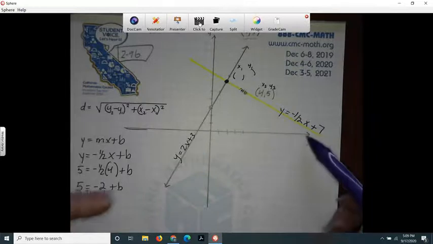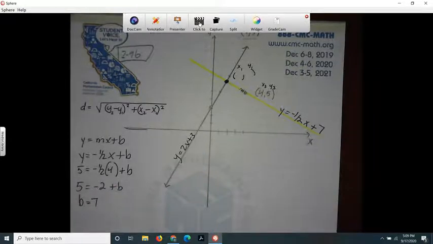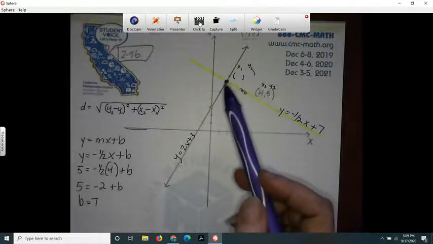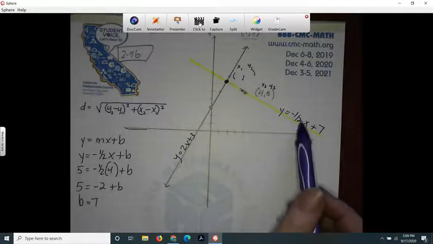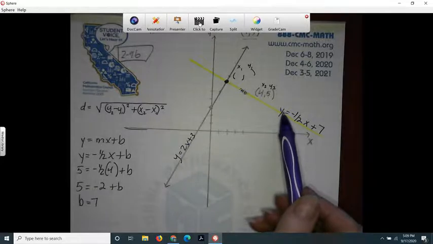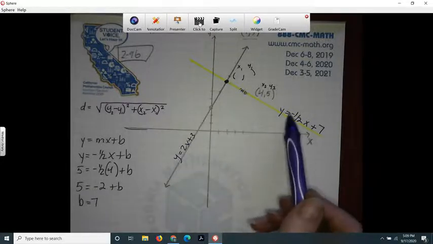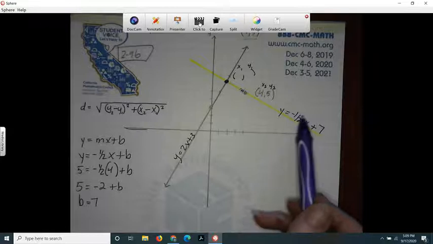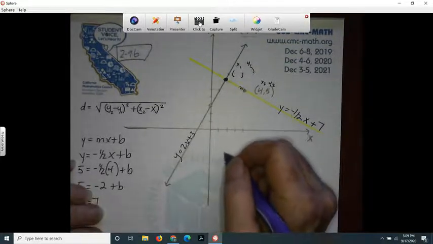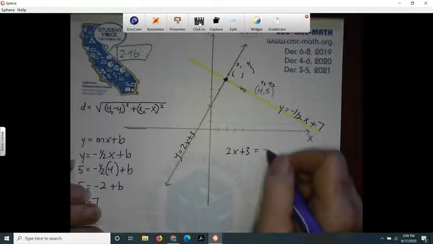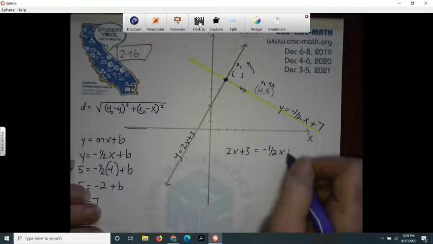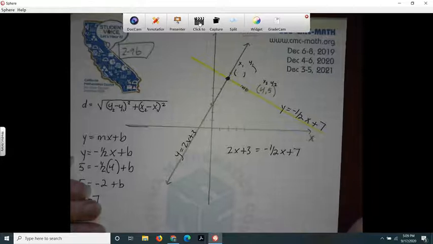I have the equation of both of the lines, so I need to find out where they intersect, and we learned last year, or maybe in Integrated 1, that lines will intersect, like we can use the equal values method. Or you can think of it as substitution. I'm going to set them equal to each other. So 2x plus 3 is equal to negative 1/2 x plus 7, and I'm just going to solve for x.